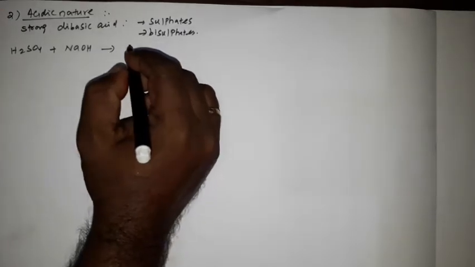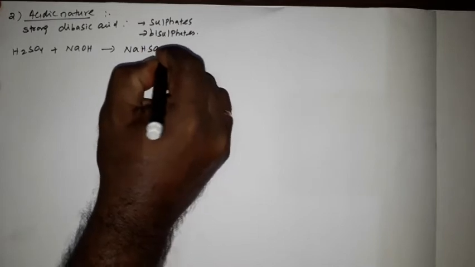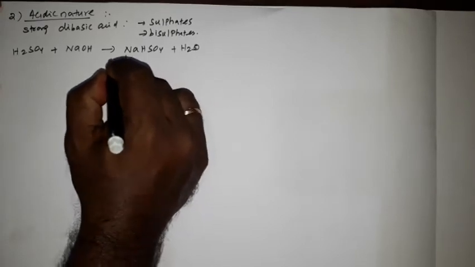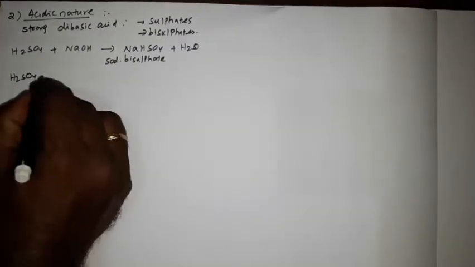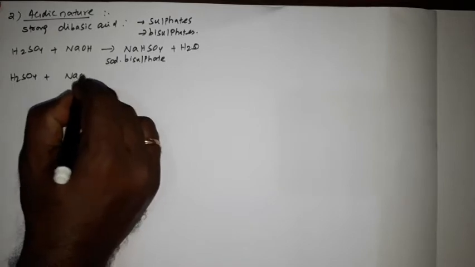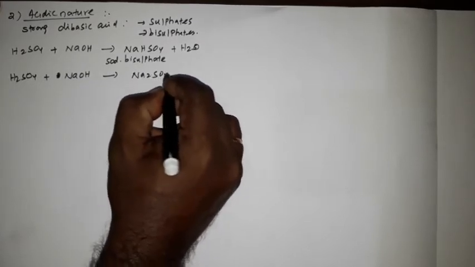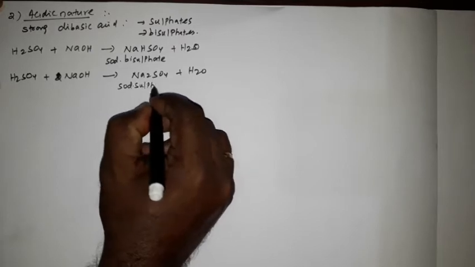We are getting sodium bisulfate, NaHSO4 plus H2O. This is sodium bisulfate. Next, sulfuric acid H2SO4, it's an acid, so again it reacts with sodium hydroxide. So we are getting sodium sulfate, Na2SO4 plus H2O. Balance the reaction, put 2 here. This is sodium sulfate.